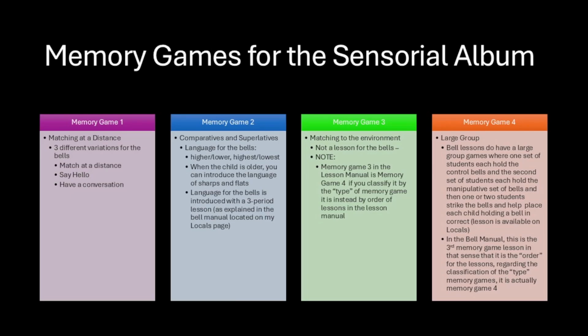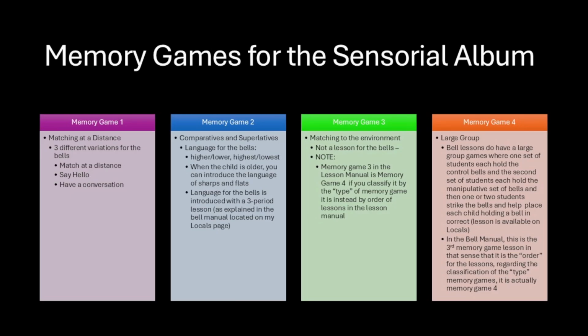Memory game 2 is called Comparatives and Superlatives, and you're going to find this through a ton of different lessons in the sensorial album. For the bells, we're going to talk about language. Now, when it comes to language for the bells, we're going to introduce all the language in the language lessons, which I will show you on the next screen. But when it comes to comparatives and superlatives, we are simply going to be using the terms higher and lower, or highest and lowest. When the child gets older, you can introduce the language of sharps and flats.